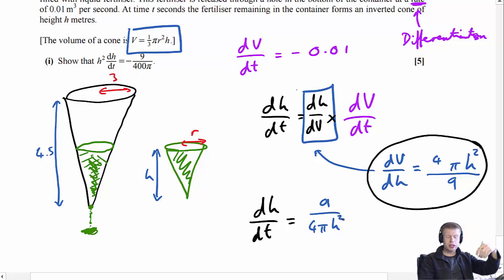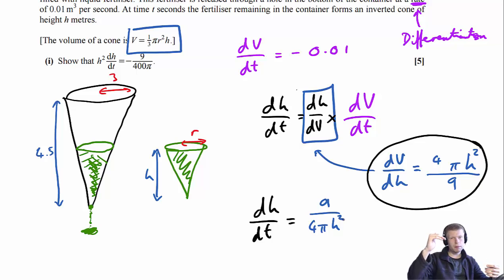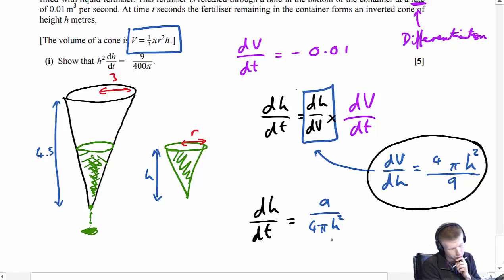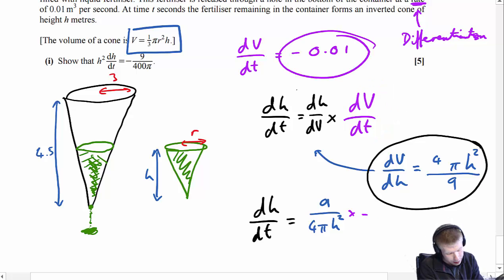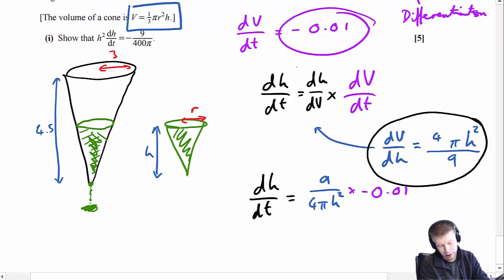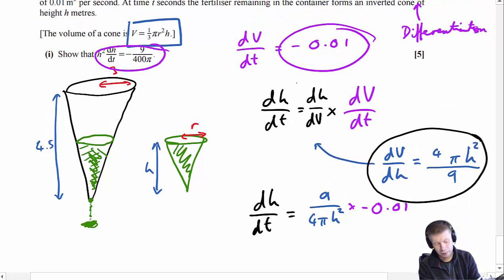So basically, if I differentiate V with respect to h, the h cubed becomes 3h squared. That's where the h squared comes from, okay? So then I just need to multiply. dh by dt is equal to dh by dV multiplied by dV by dt. Well, dV by dt is just negative 0.01. I'm told that in the question.